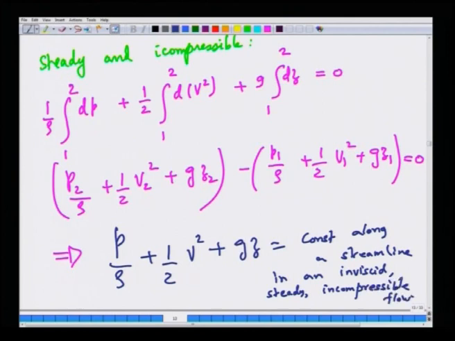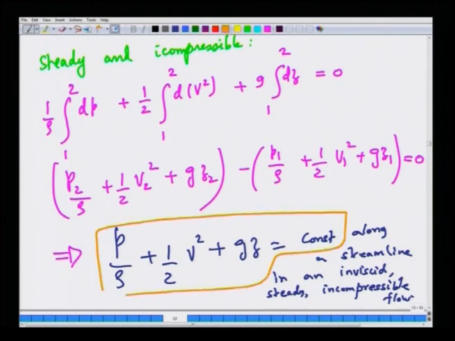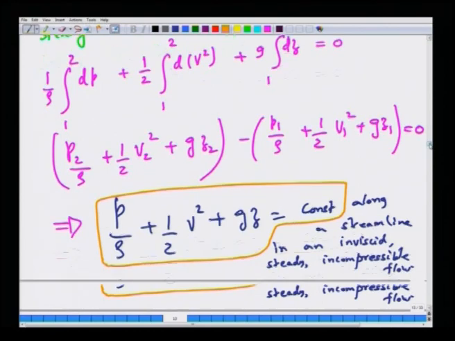It is good to keep them in mind, because it is always important to know when such equations are applicable. What we have shown essentially is the Bernoulli equation. Strictly speaking, the Bernoulli equation written in this form, that is P by rho plus half V squared plus g Z being a constant along a streamline, is valid for a steady, incompressible, inviscid flow.